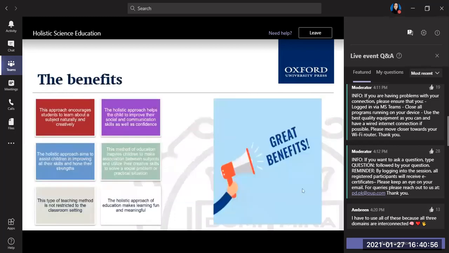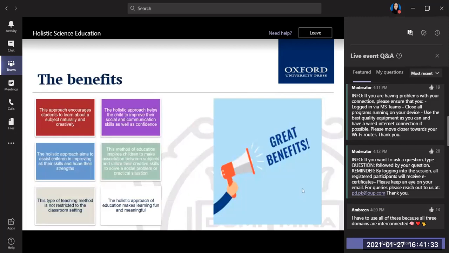The benefits are many. This approach encourages students to learn about a subject naturally and creatively. So you're basically not trying to make them learn something by announcing a topic and making them learn. Children learn a lot of things through exploration and experiential learning. The other benefit is that this approach helps the child to improve their social and communication skills as well as confidence.